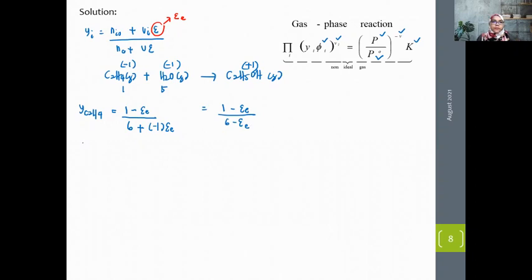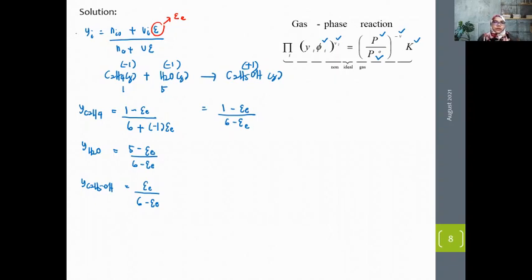Next is Y H2O. It is the same, so we have 5 minus epsilon E over 6 minus epsilon E, the maximum conversion. And then for ethanol, we have 1, but the initial amount is not provided, so we consider it as 0. So we have epsilon E over 6 minus epsilon E. Next is to insert this expression for each species into this equation.